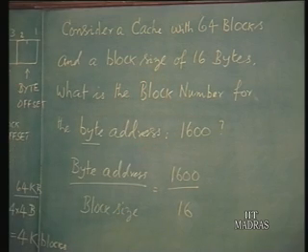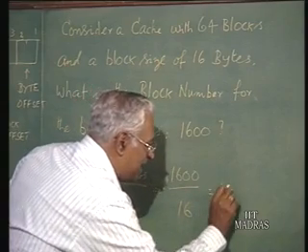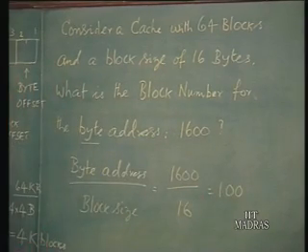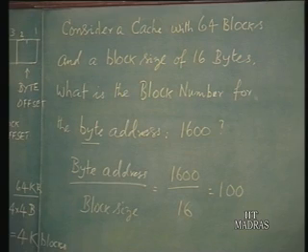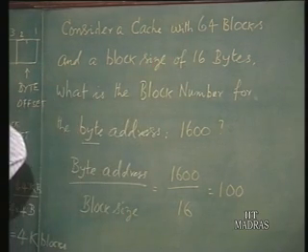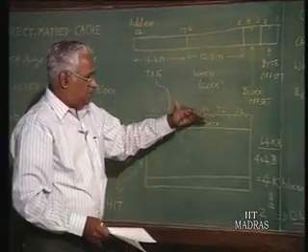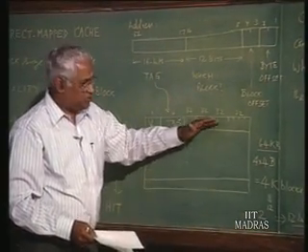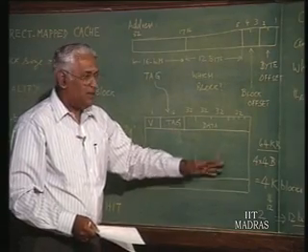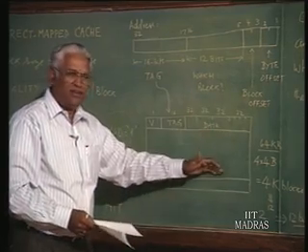Now, 1600 by 16, of course, is an easy number. You get it as 100. Where is, say, 100? The cache consists of only 64 blocks. So, how do you do it? Basically, it means in a cache, the 64 blocks are filled, and then for 100 we actually roll over and fill in. That is what it means.